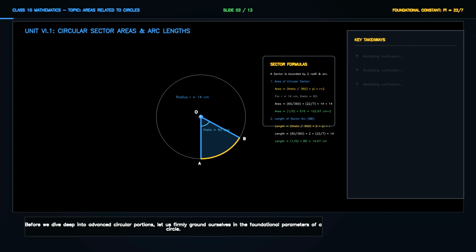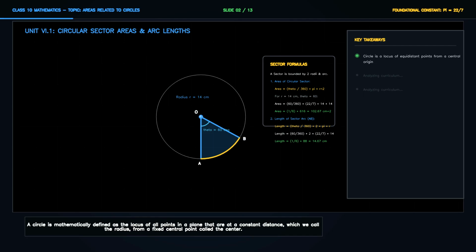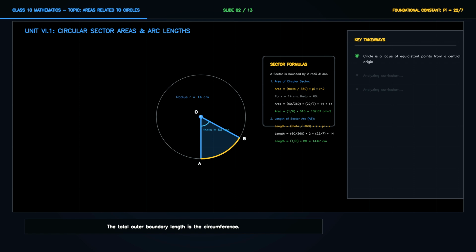Before we dive deep into advanced circular portions, let us firmly ground ourselves in the foundational parameters of a circle. A circle is mathematically defined as the locus of all points in a plane that are at a constant distance, which we call the radius, from a fixed central point called the center. The total outer boundary length is the circumference.